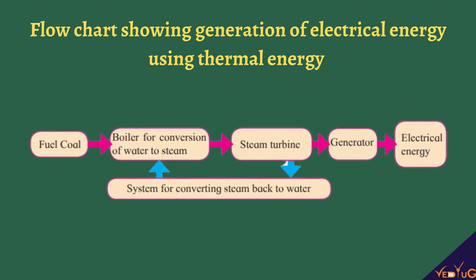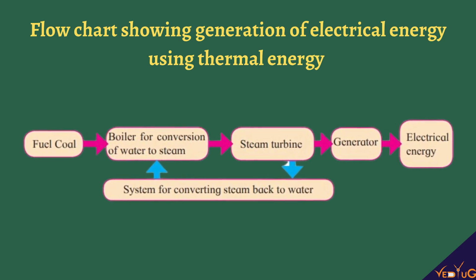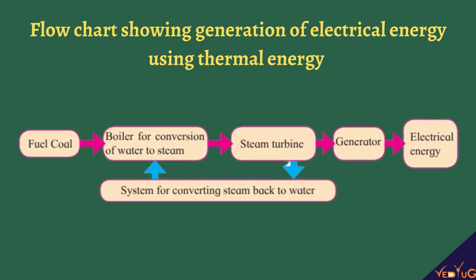The given flow chart will show the generation of electrical energy using thermal energy. First, fuel coal would be there. Then if we move forward, we get electrical energy by using steam turbines, generator and boiler for conversion of water to steam.